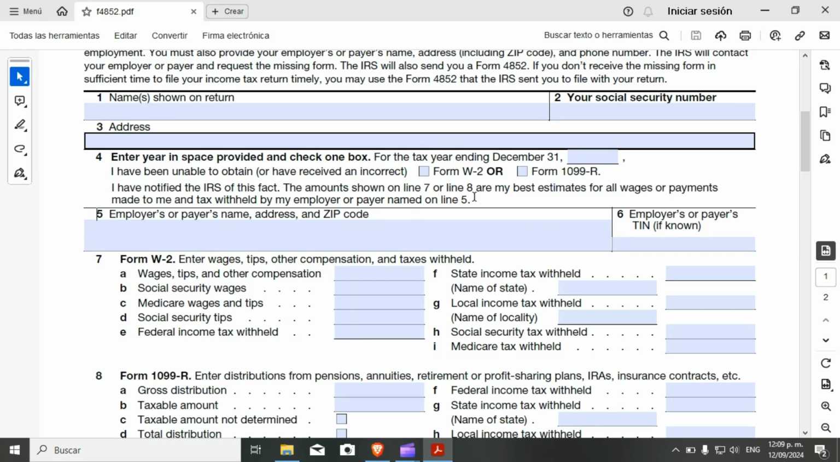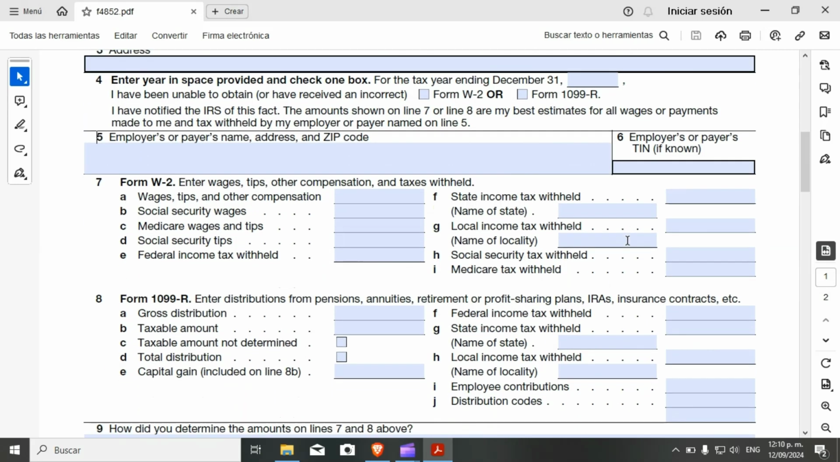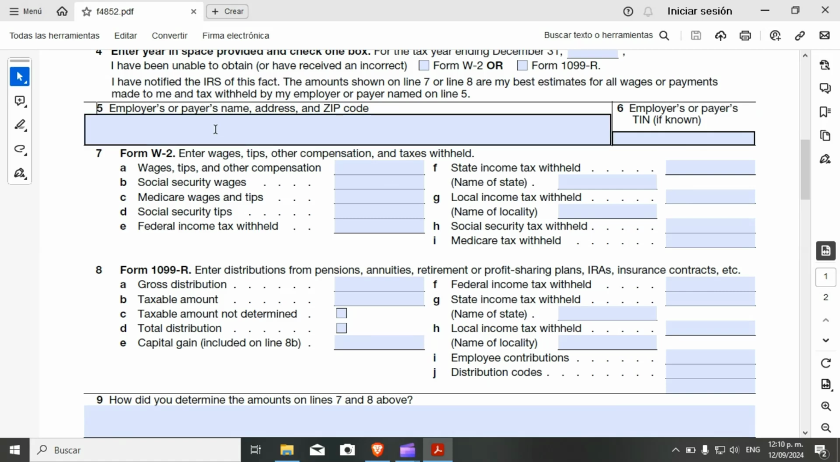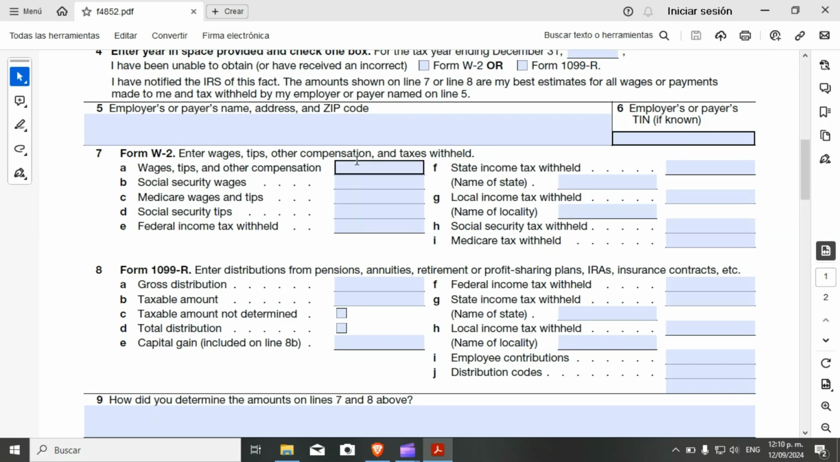Then it says here, number five, employer's or payer's name, address and zip code. You put that in there. The employer's identification number, you'd put that in there. Scroll down, and then here is what you would correct, right? So this says information from the W-2, which is the wages. This is what you would be correcting, the wages that you earned.